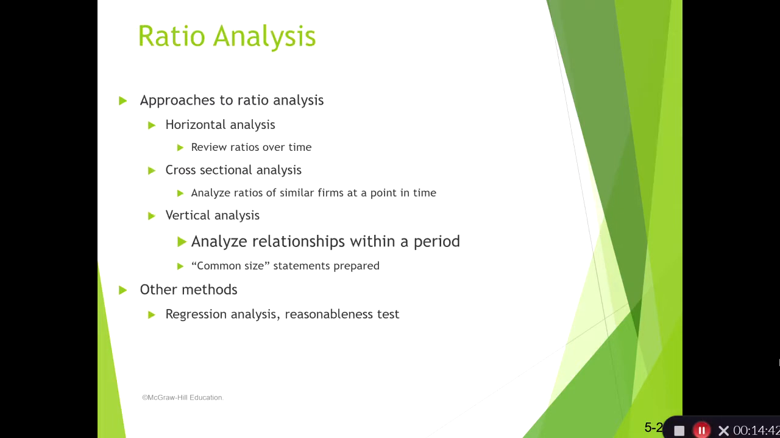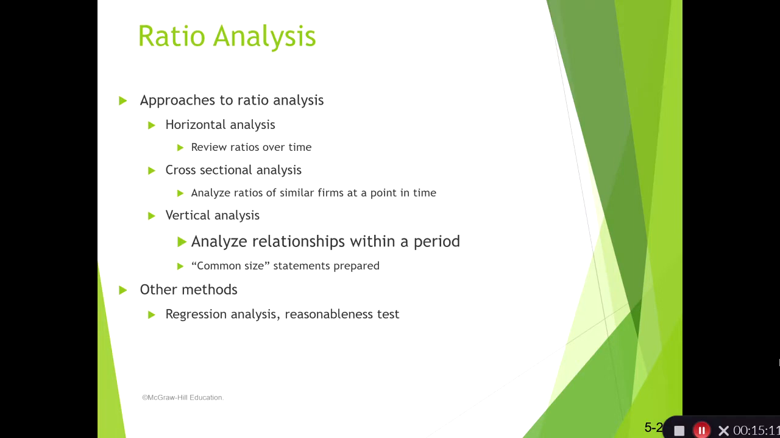And so I've largely been talking about there are different approaches to ratio analysis. I've largely been referring to the horizontal analysis, which is when you're looking at ratios over time. But you could look, for example, at other firms at the same point in time. It's a cross section, right? You have a cross section of firms. So if you look at your client compared to all the competitors in the industry, what do their ratios look like? That would be a cross sectional analysis. Again, a different way to set an expectation.